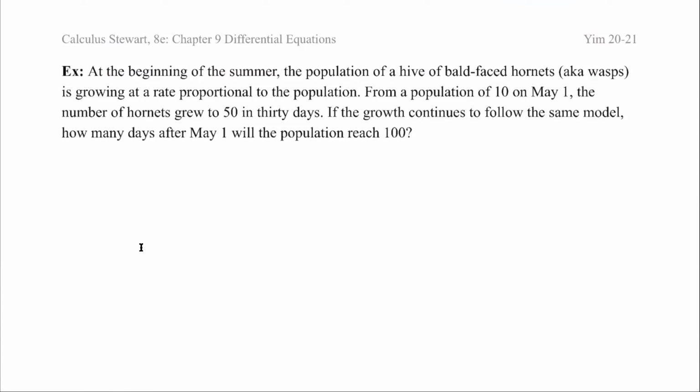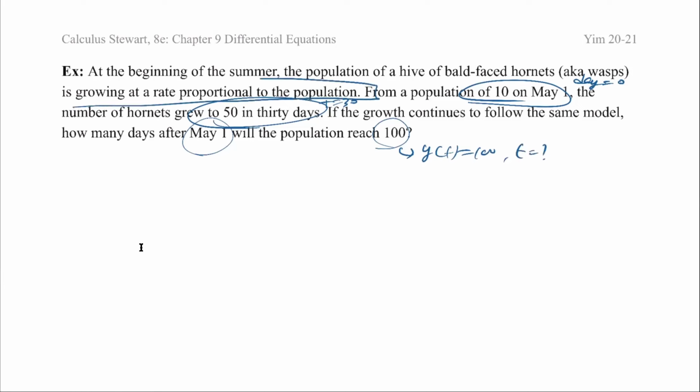All right, guys. The way you probably should have read that is this is day 0, and this is t equal to 30, the 30th day. And how many days after will it reach 100? So this is more like, what is t when y of t is 100? Another thing you should look at is that it's proportional to the population, which tells you that dy/dt is k times y, with y being the population of the wasps.